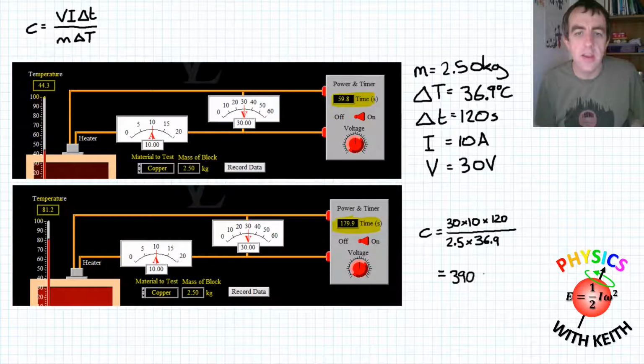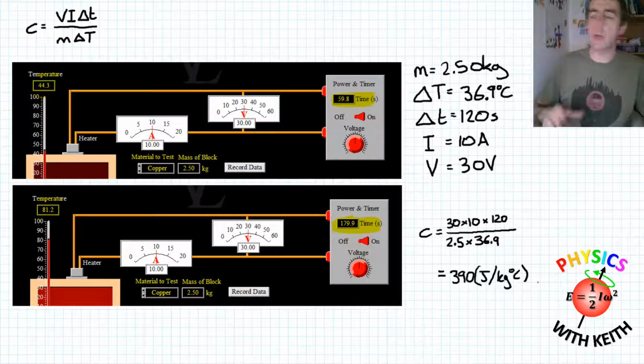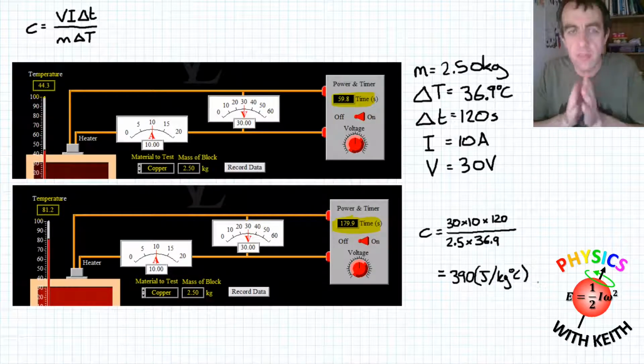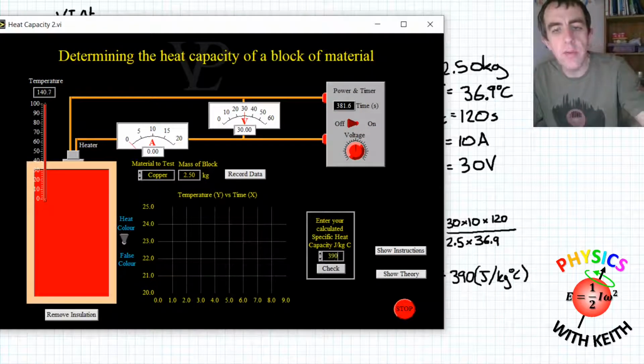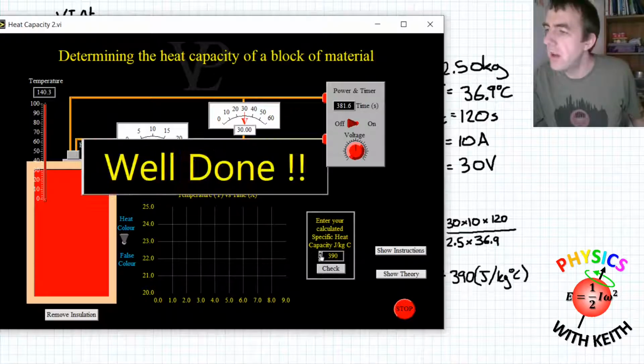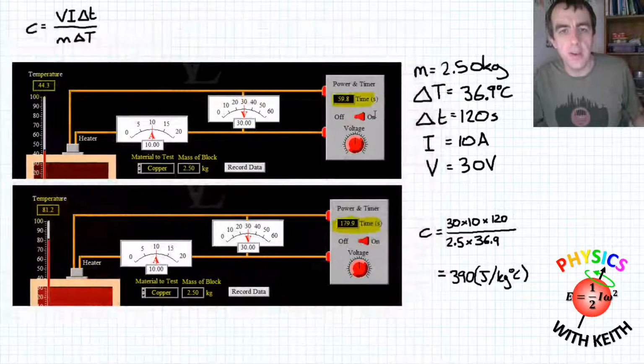390 joules per kilogram degrees Celsius, which is much closer to what I thought it should be. In fact, if we just go back to our simulation and type 390 and press check, it says, well done, yes, I got it right.